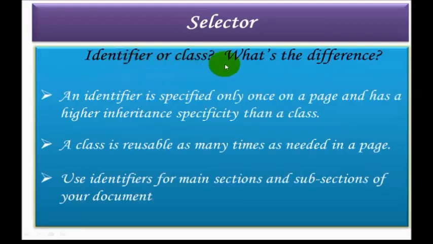So identifier or a class, what is the difference? As we talked about, an identifier is specified only once on a page and has a higher specificity than a class, because an ID is unique. But a class can be used several times. A class is reusable as many times as needed in a page. An identifier can be used only for a specific element. Use an identifier for line selection and sub-selection of your documents.